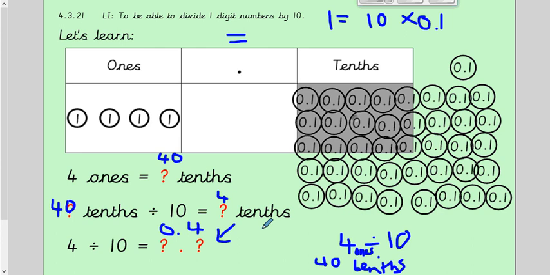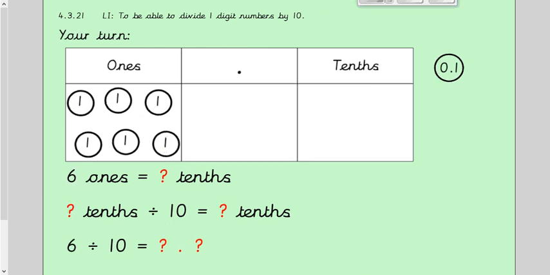Okay, now it's your turn to have a go. So I want you to work out what 6 ones is as tenths, and then use that to divide by 10 to work out how many tenths that would be, and then work out what 6 divided by 10 would be. Once you get to see the pattern, it should be easier, but I actually want you to understand why the pattern is that way before we go into that. So have a go, pause the video, and if you're still in a pickle, then we'll go through it together now.